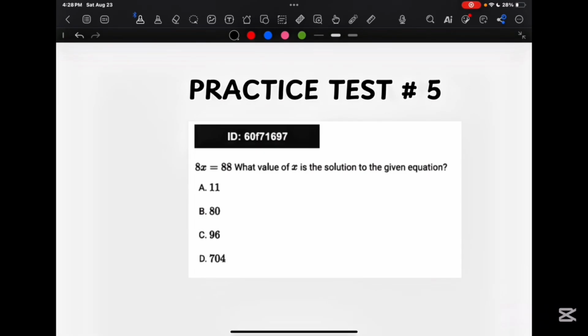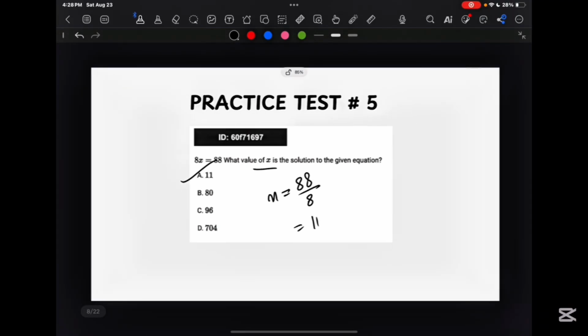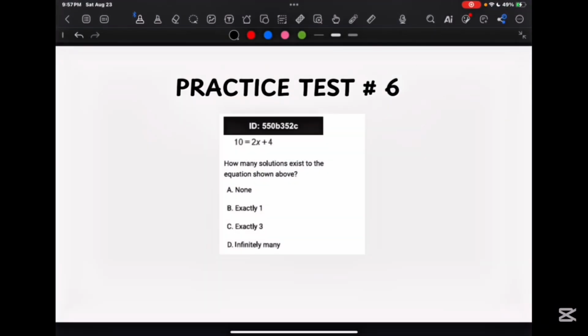8x equals 88. What value of x is the solution to the given equation? So we are asked to find the value of x. So x is going to be equal to 88 divided by 8, which is going to give us 11. So A is our answer. So okay, now number 6.